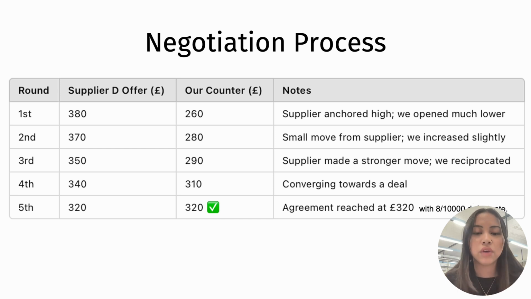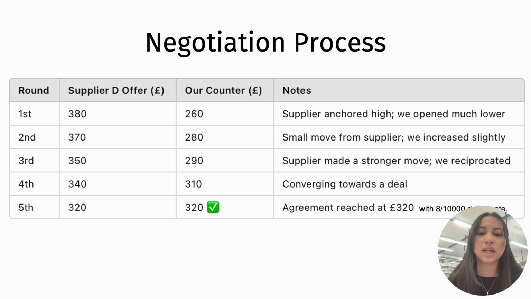In round 3, they offered £350 and we moved up to £290. Still not quite aligned, but getting closer. By round 4, they proposed £340 and we responded with £310, signaling we were approaching our max. In round 5, supplier D came down to £320 and we matched it. Deal agreed: £320 per module with 8 defects per 10,000 units.